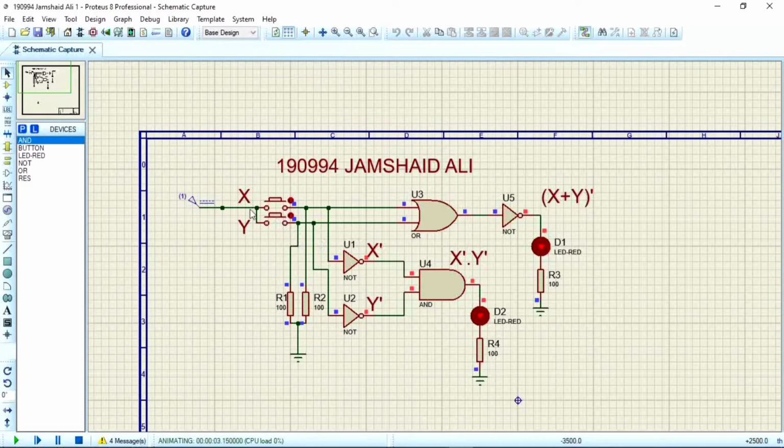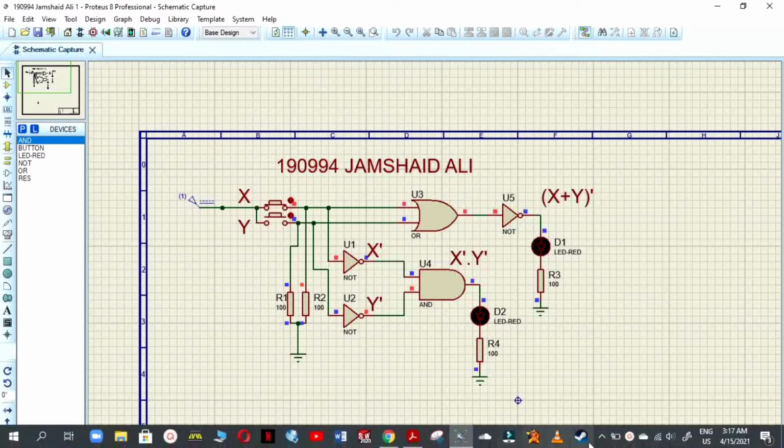Now we are applying 0 0 input, then we will have the same output. If I am applying 1 0 input, then we will have the same output on both cases. So it proves our De Morgan's law.